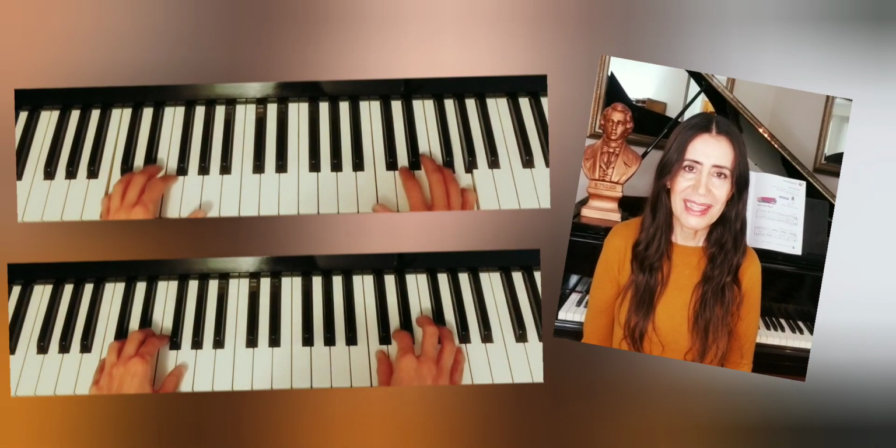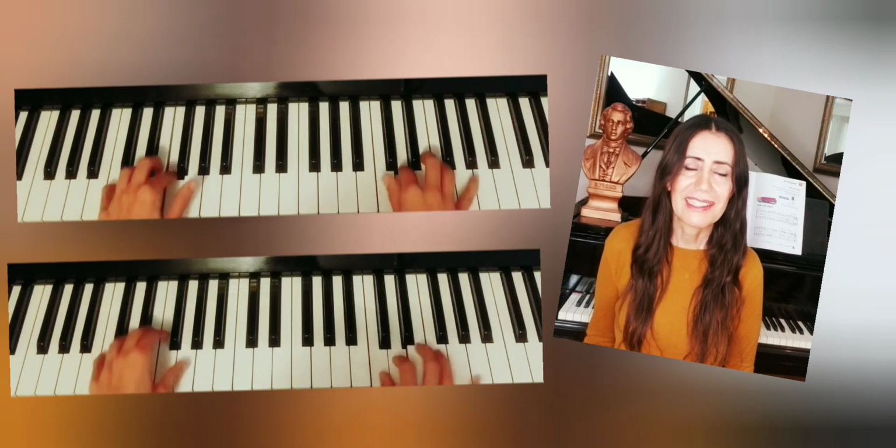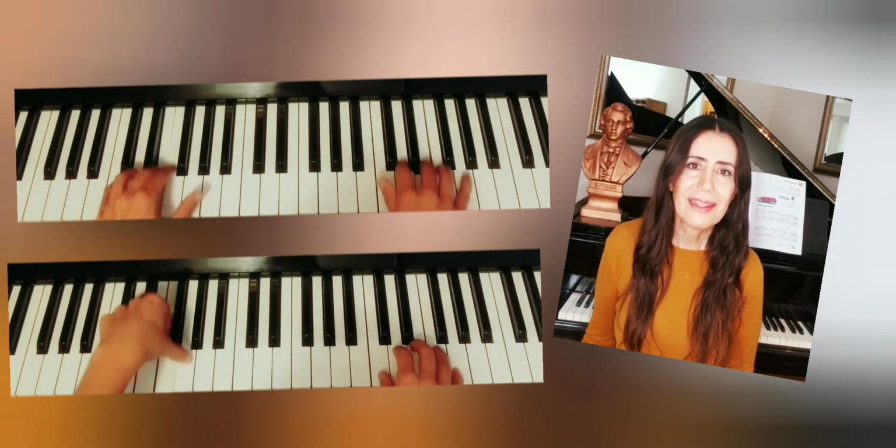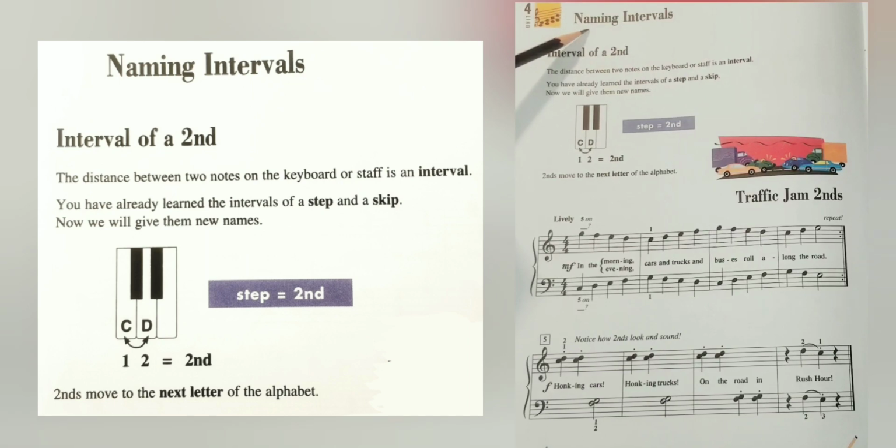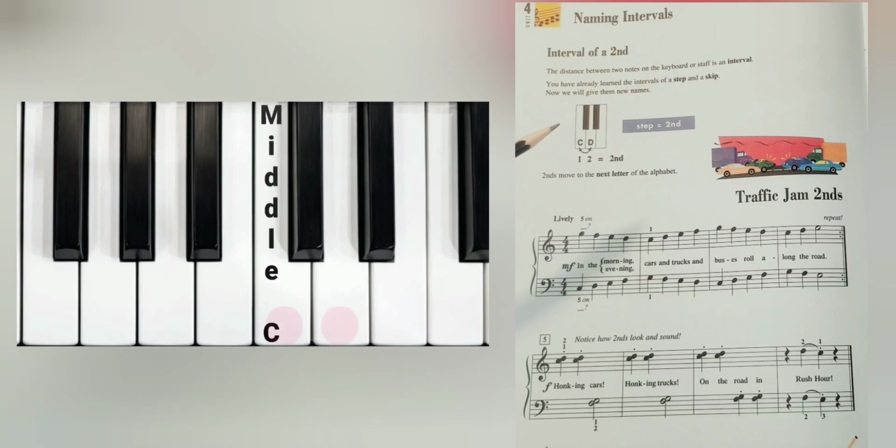Pay attention to the lesson. Second intervals can be played one note at a time or two notes at the same time. In this piece, you're going to learn more about intervals. We're going to name the intervals. The interval of a second is going to be the distance between two notes that are next to each other. You have already learned the interval of a step and skip. Do you remember? Now we're going to name those intervals.